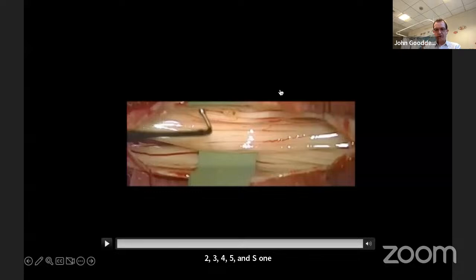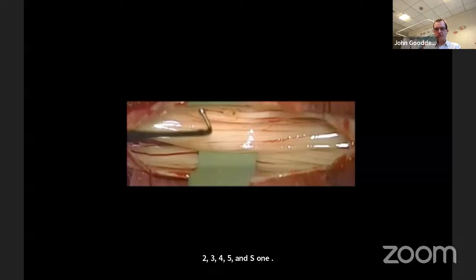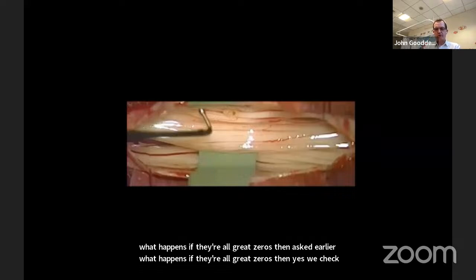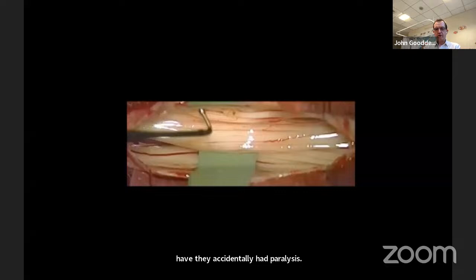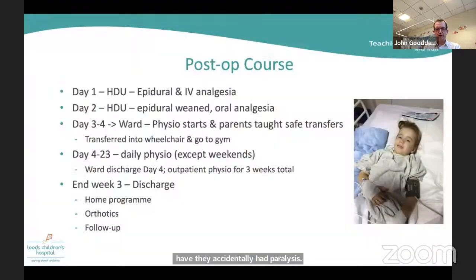And a bit like with that question that was asked earlier, what happens if they're all grade 0s? Then yes, we check, have they accidentally had paralysis? Is there some problem with the testing? And otherwise, yes, if they are all identical responses, then I make that choice as to what gets cut.